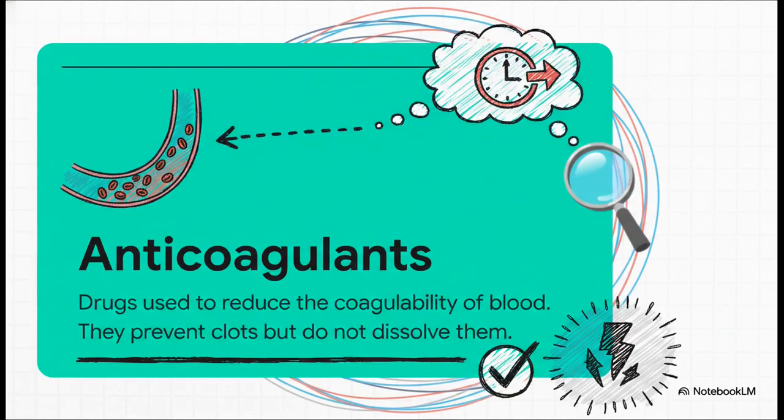So, what exactly are these anticoagulants? Well, in simple terms, they are drugs that make the blood less likely to clot. Now, this next point is absolutely crucial. Please remember this. They do not dissolve clots that have already formed. They are not clot busters. Okay? That is a totally different group of drugs. What they do is prevention. They either stop a new clot from forming or they stop a small clot from getting any bigger.